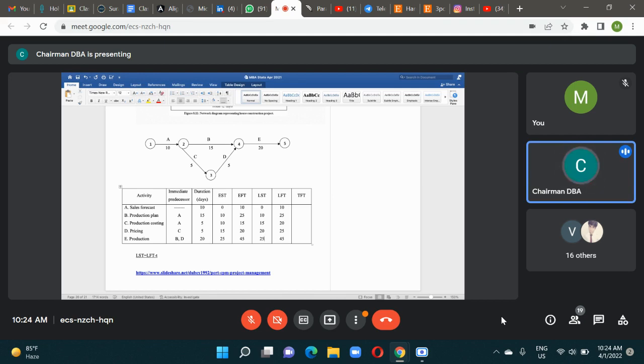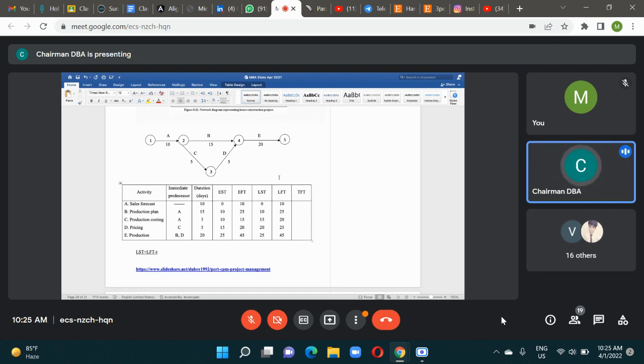Now, having done this, the last column is total float time. Float, you know, means the time by which you can delay an activity without delaying the entire project. How do we calculate? We calculate the difference between LFT and EFT. It could be LFT minus EFT or EFT minus LFT without sign. So the difference of the two, LFT and EFT, or LST and EST.